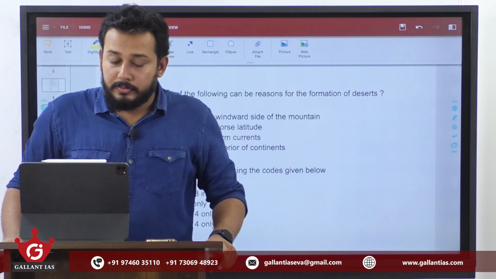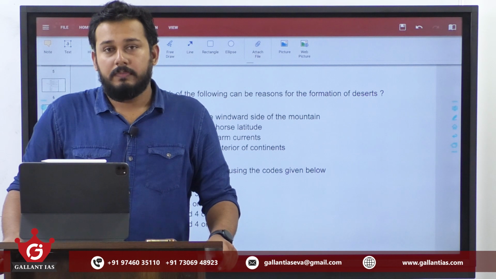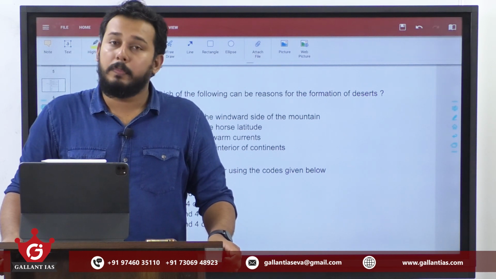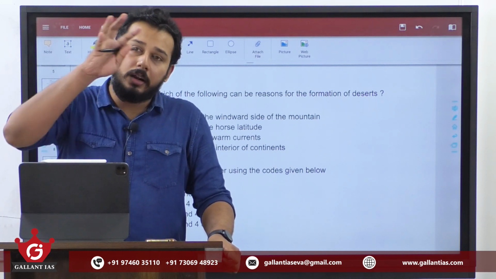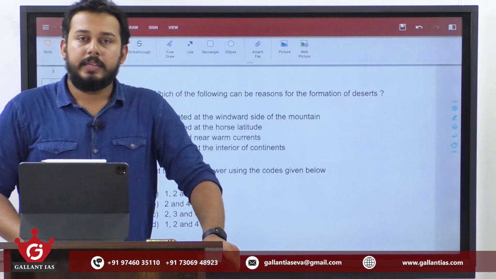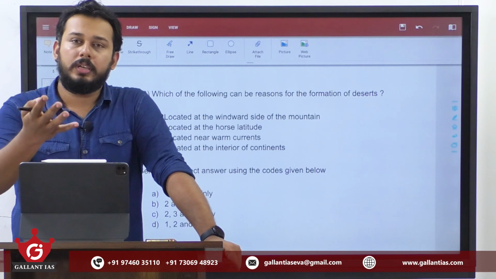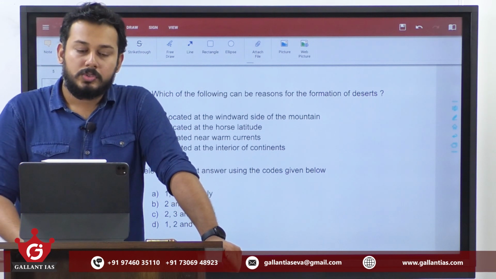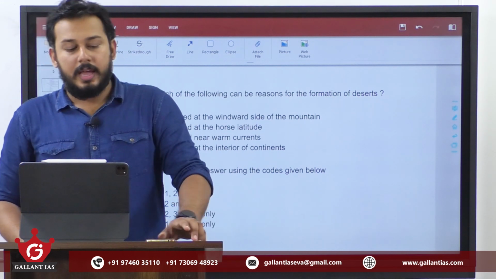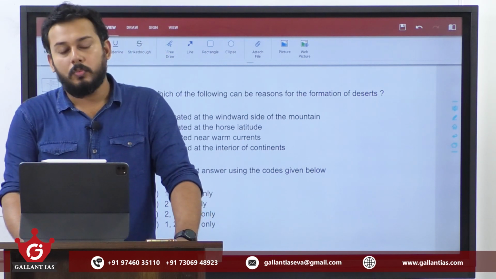Located at the interior of the continents. Yes. We have some mid-latitude deserts like the Gobi desert, etc. If it is located at the heart of the continent, it is very much away from the influence of sea. And we will be having extreme cooling, extreme heating, etc. So, the fourth statement is also right. So, answer here is B, 2 and 4, 1 and 3 is wrong.